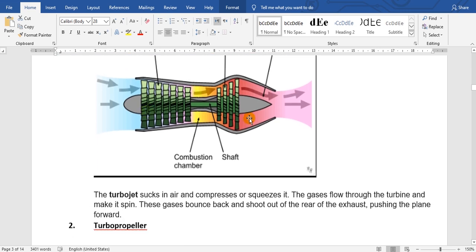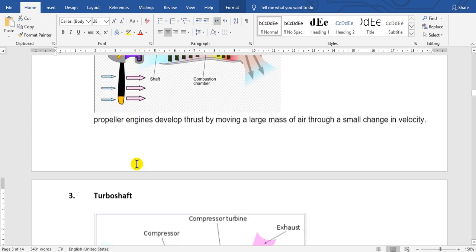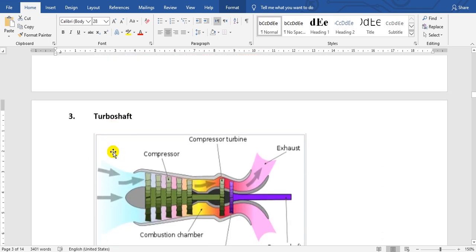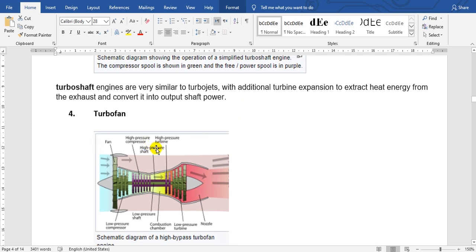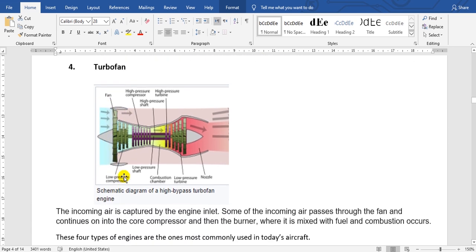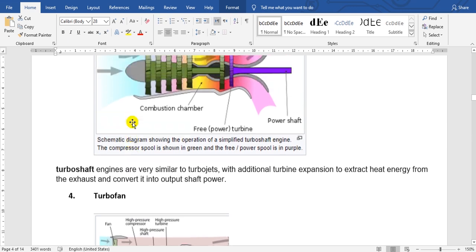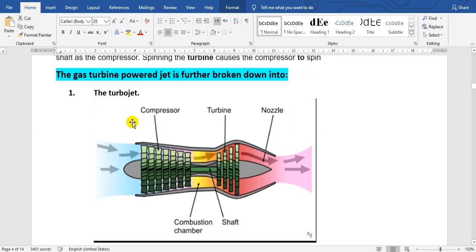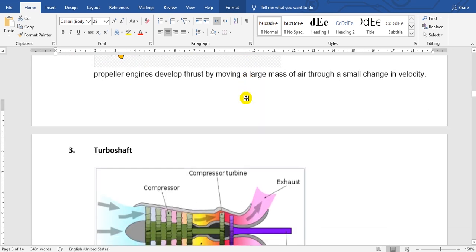turbojet here, turbopropeller, because of this propeller here, turboshaft, because of this shaft here, turbofan here, because here is a large fan before the compressor. These are the four types of gas turbine powered jet. We will go to the development of this.